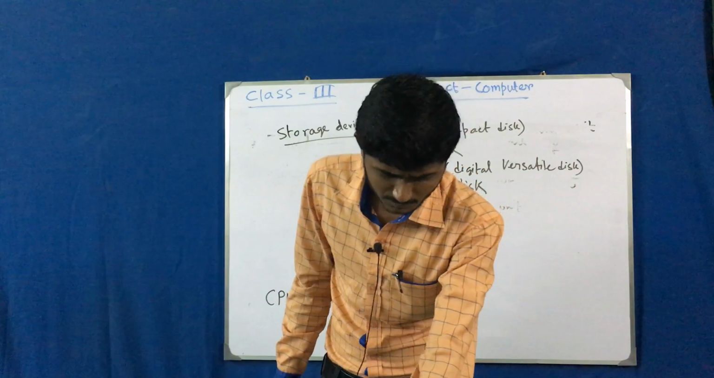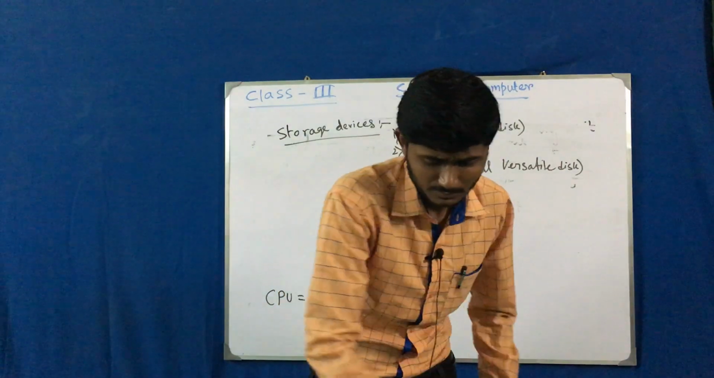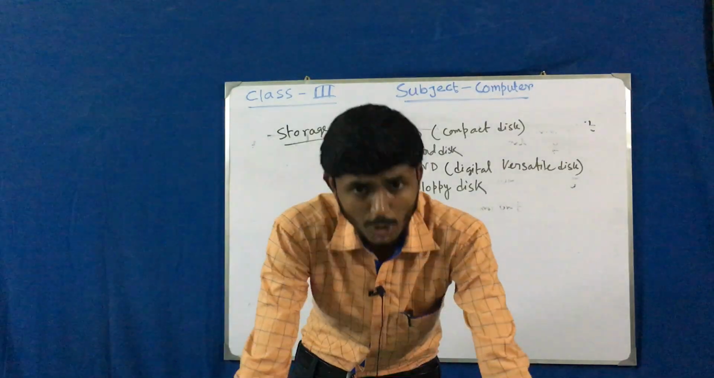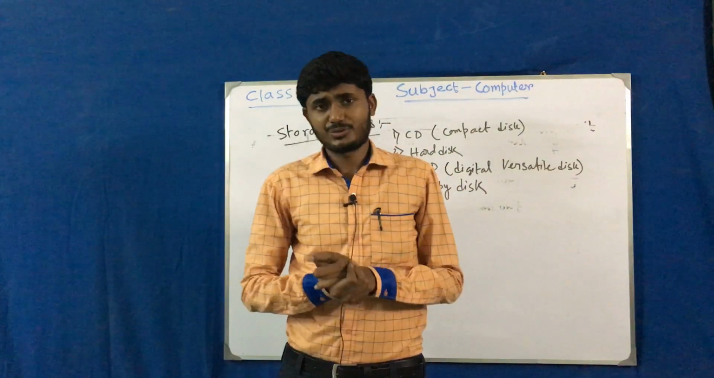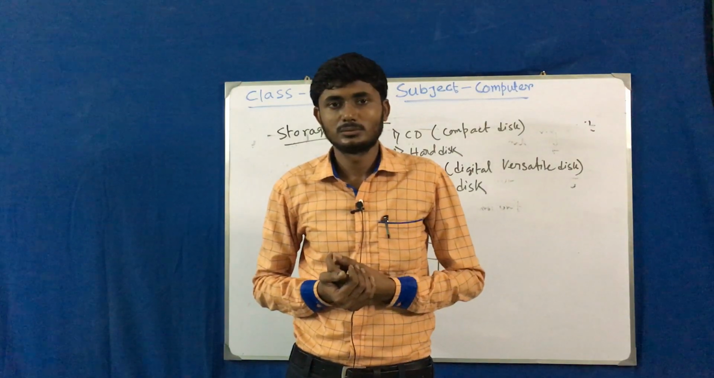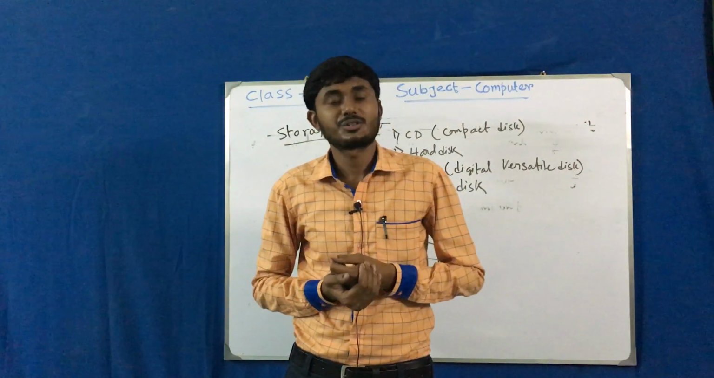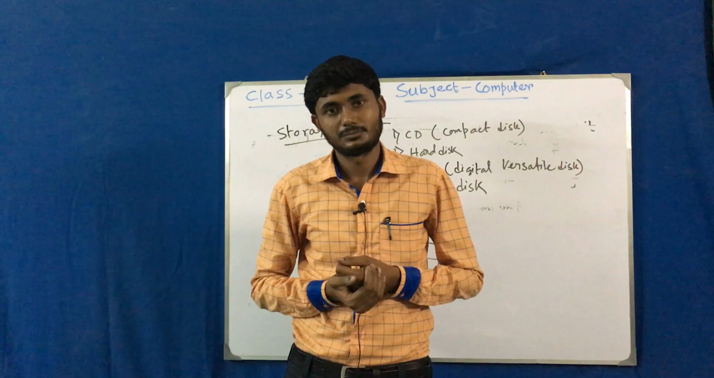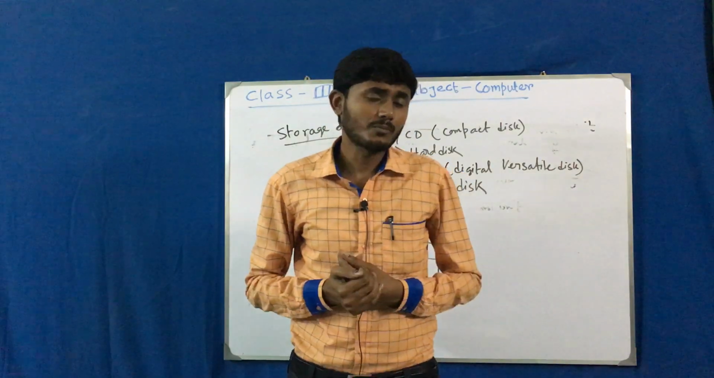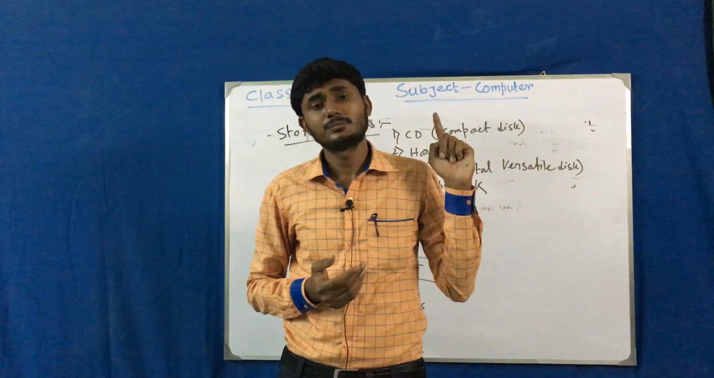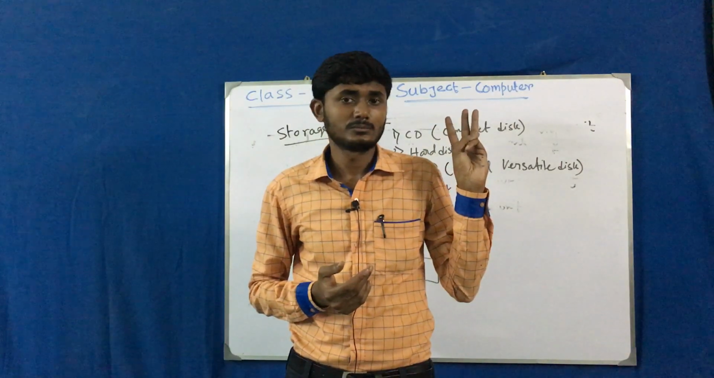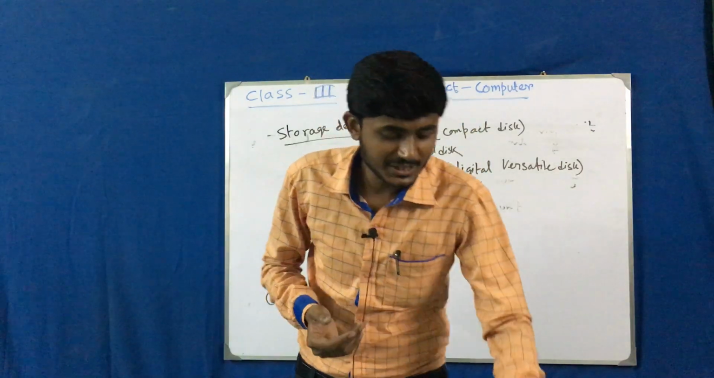Next one is software. What is software? Software is a set of programs or a set of instructions by which you can perform some operations. Clear? There are mainly three types of software: application software, system software, and utility software. The first one is application software.